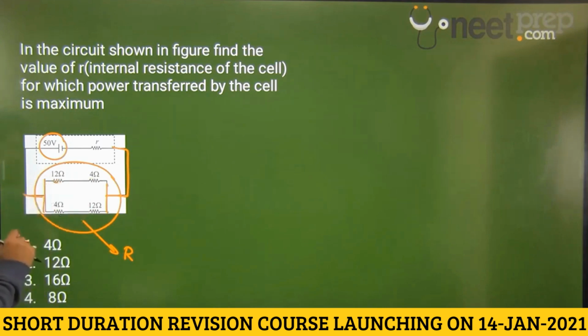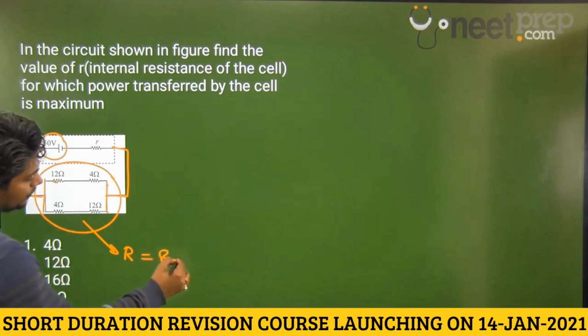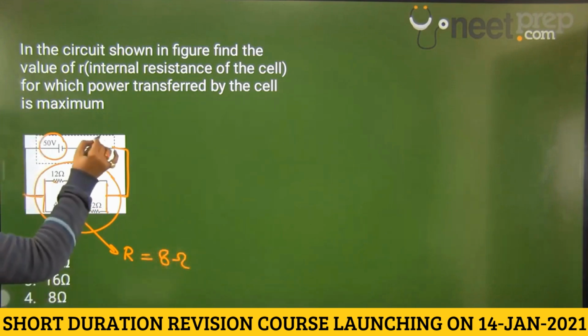This is 12 plus 4, 16. This is 4 plus 12, 16. Both are 16 in parallel. So, R is basically 8 ohm. This is the internal resistance of the cell.